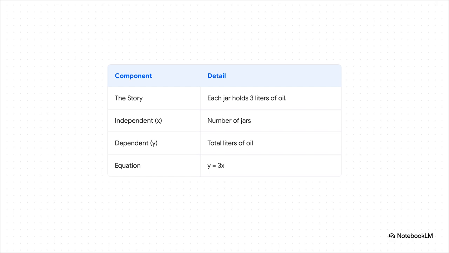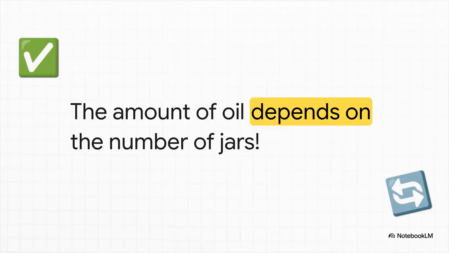You can see what they're doing, right? They're intentionally creating this predictable, repeatable formula. It's all about building the student's confidence. And yep, there it is again, that plain English sentence. The amount of oil depends on the number of jars. This isn't just being repetitive for the sake of it. It is deliberate reinforcement. They're drilling this logic over and over until it becomes automatic.